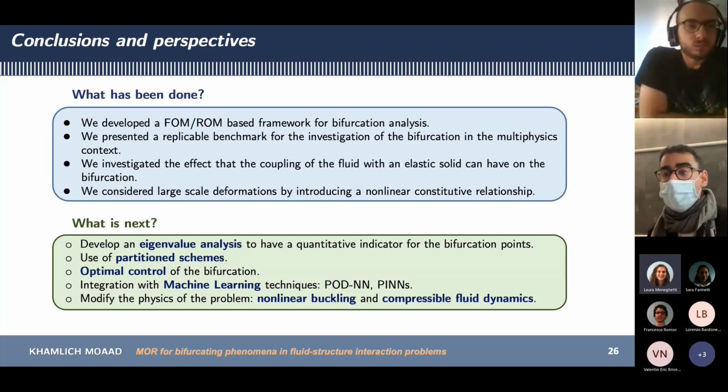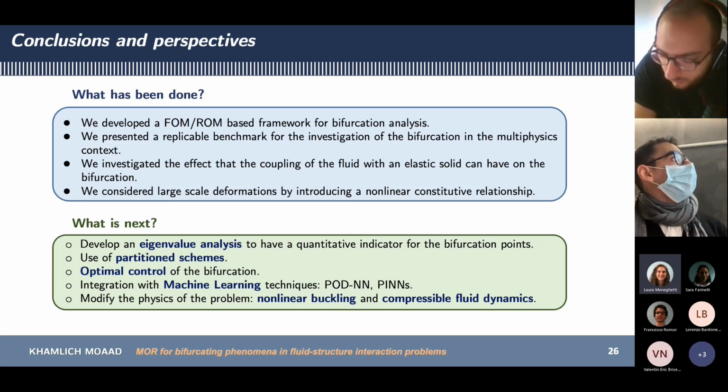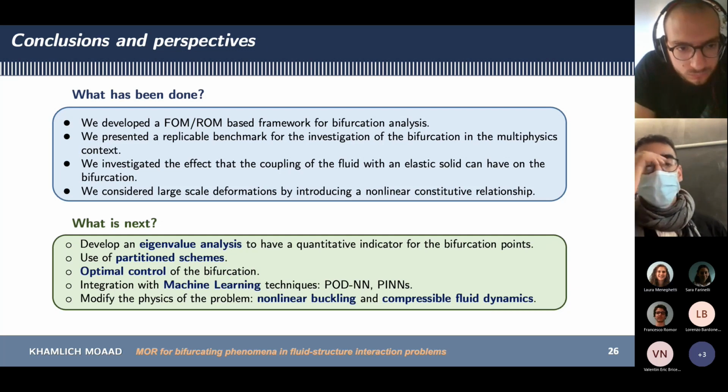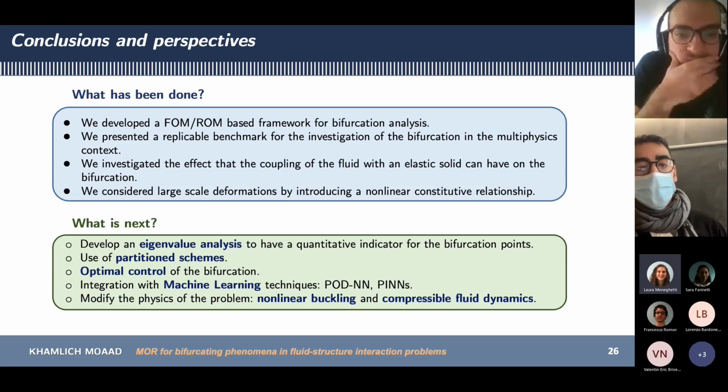And the next steps will surely be to develop an eigenvalue analysis on the partial differential equation, and this will be done in order to have a quantitative indicator for the bifurcation points.